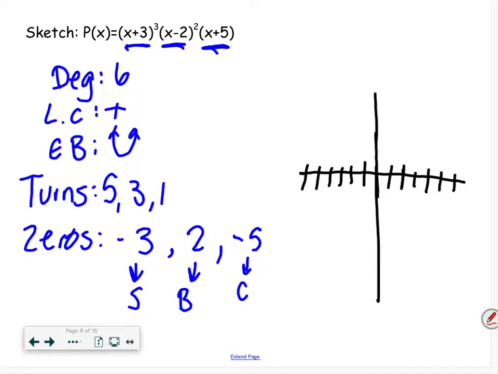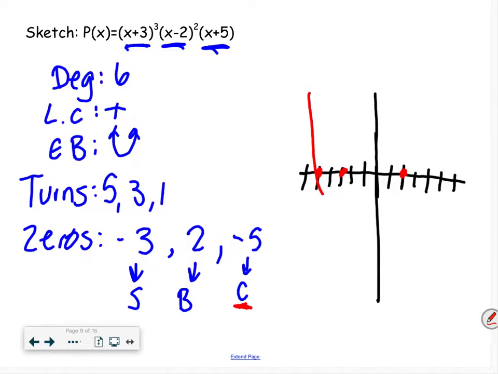Okay. My zeros are negative 5, negative 3, and 2. You've got a cross, you've got a swerve, and you've got a bounce. With my left hand, should I start up or down? Up. At negative 5, what am I doing? Crossing. Cross first. So just cross.